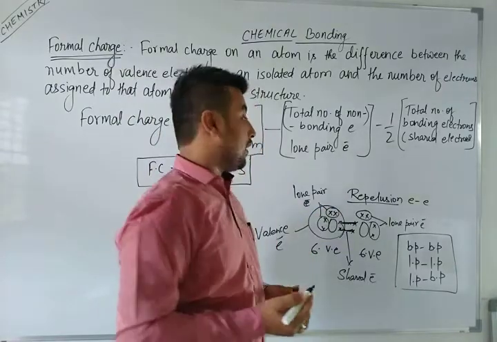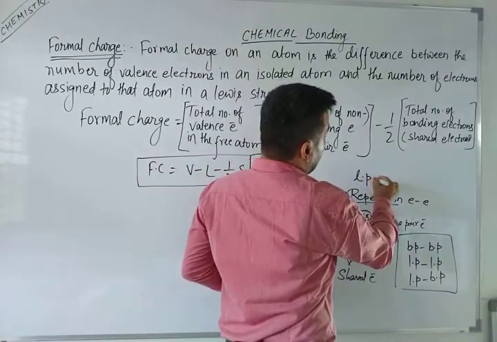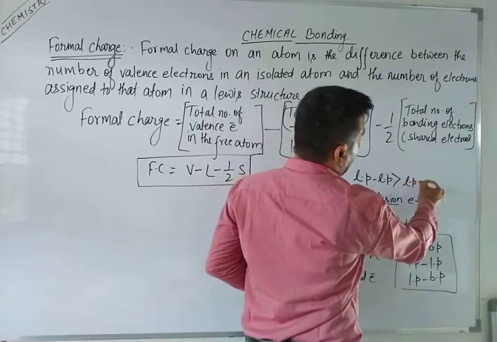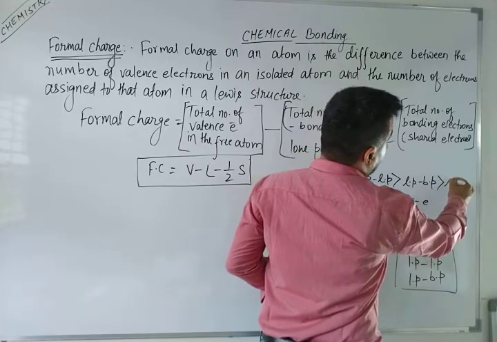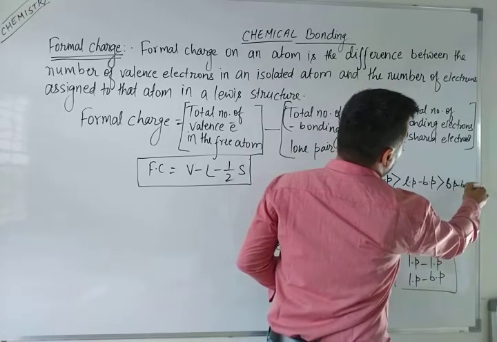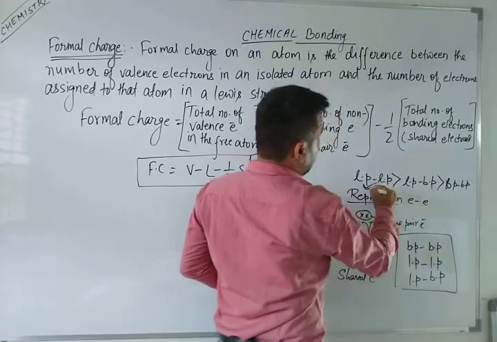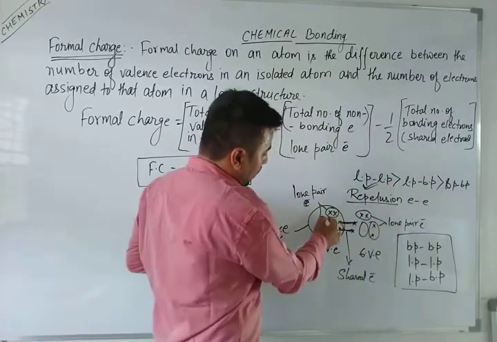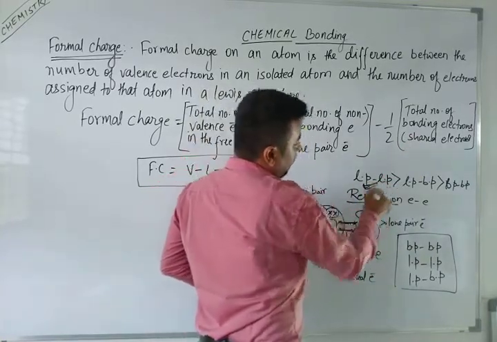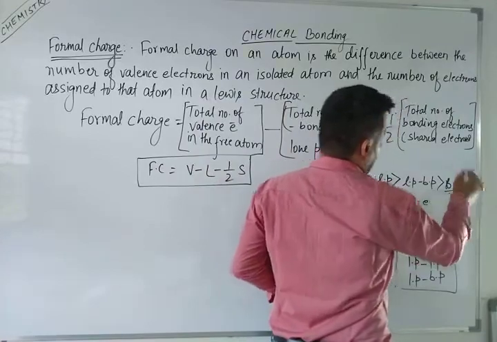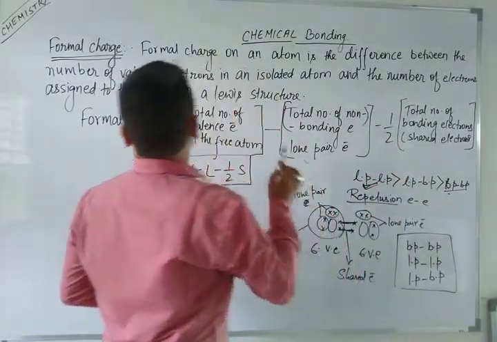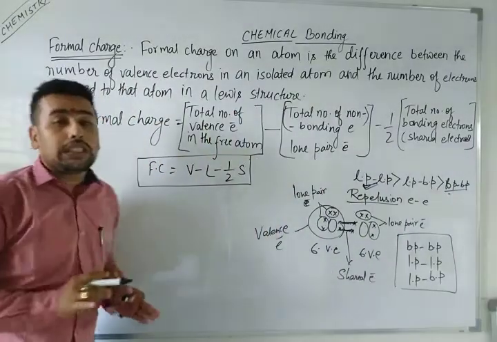Where is the greatest repulsion? Remember, lone pair electrons will have maximum repulsion, then lone pair and bond pair, then bond pair and bond pair. So the maximum repulsion is in lone pair. These two electrons will repel each other, so both will go very far away. Lone pair, maximum repulsion. Bond pair, minimum repulsion. You must remember this in your mind. Why have I told you? Because in the formal charge we are going to use these electrons.